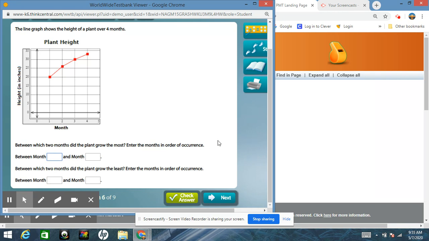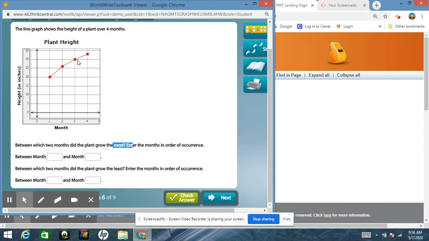Now number 6, it says between which 2 months did the plant grow the most, and then which 2 months did it grow the least. Same thing that we did before, okay? I can already see without knowing any numbers that the spot here and here, that's my biggest growth. That's my biggest jump because the line is the longest. So that's going to be my most, okay?